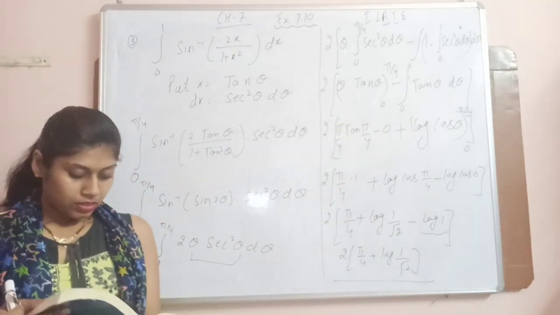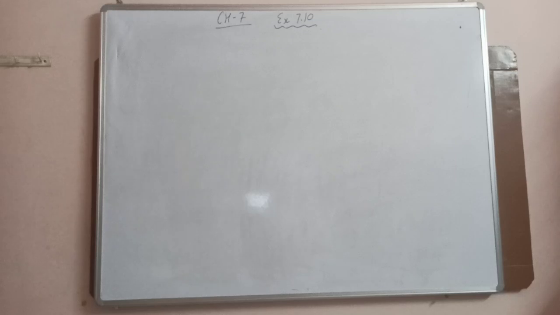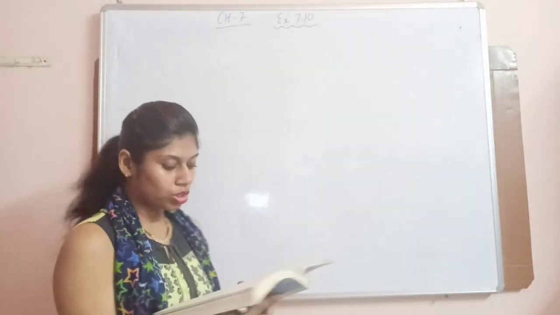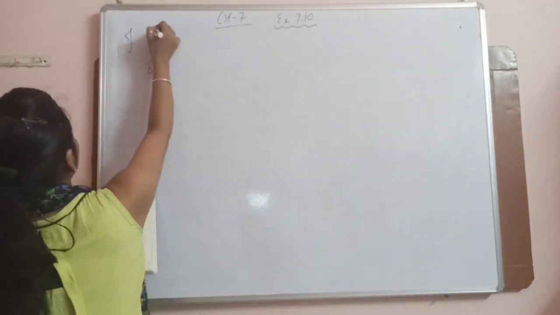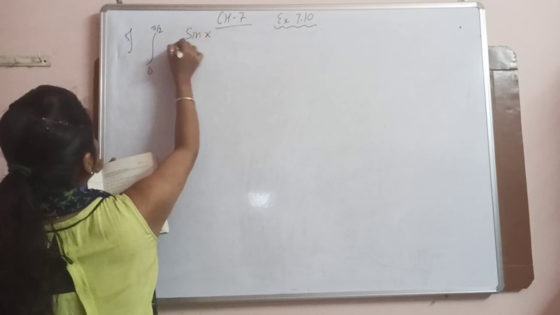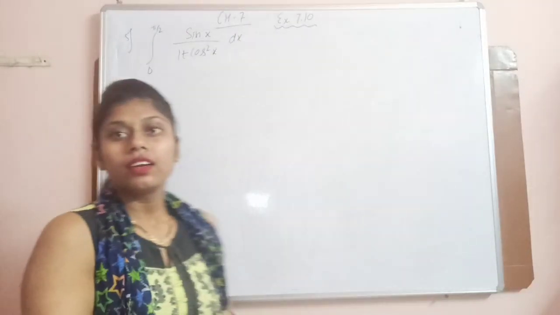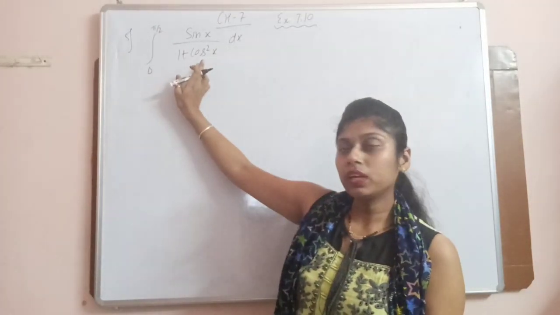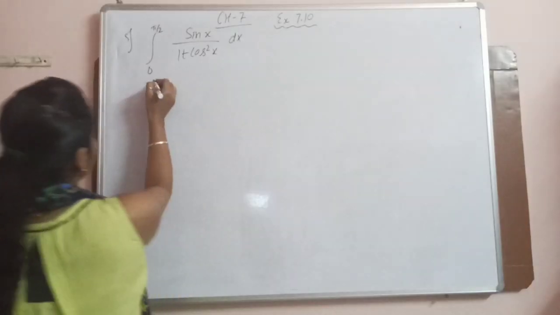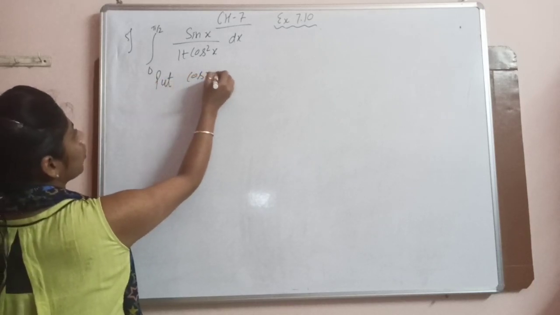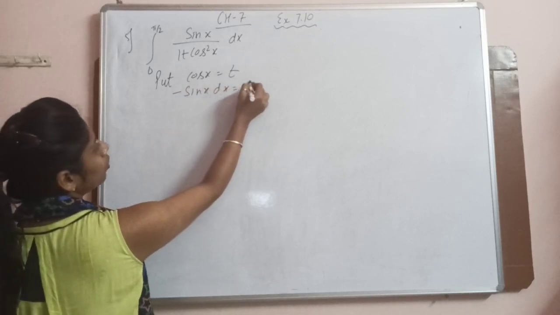Clear? Next question number 8. Before the 8th question we will do question number 5. In this question the integration is 0 to pi by 2, sin x upon 1 plus cos square x. It is clear which substitution you have to do. Put cos x equals t, because its derivative is in the numerator part. The derivative of cos x is minus sin x dx equals dt.